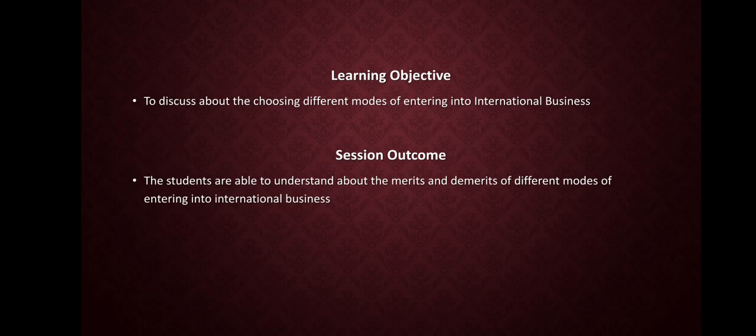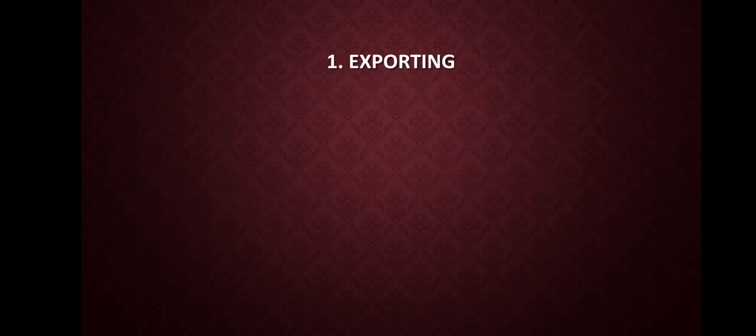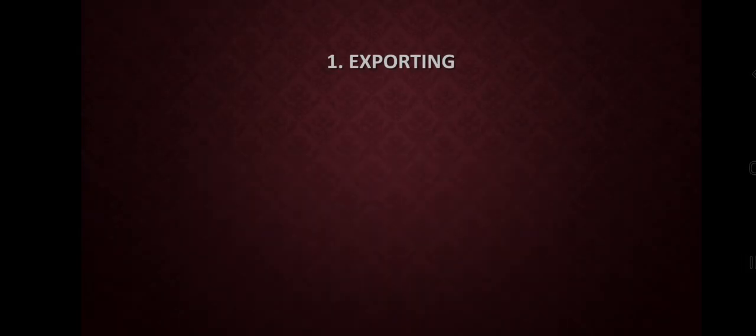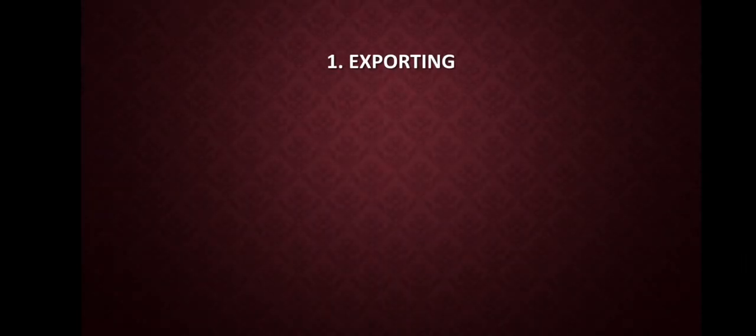Session outcome: the students are able to understand the merits and demerits of different modes of entering into international business. First, exporting. Exporting is the easiest mode of entry into international business. Therefore, most firms begin their international expansion using this mode of entry. Exporting is the sale of products and services to foreign countries that are sourced from the home country.